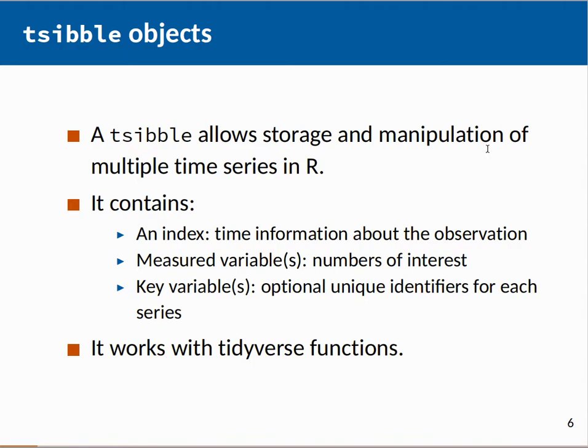So just to recap on what we've covered so far, a TSable object allows us to store and manipulate multiple time series in R. It's very useful because it works with the tidyverse really seamlessly. It always contains an index, which is going to give us the temporal or the time information about the observation of interest. And it's going to have a bunch of measured variables. These are the numbers of interest that we are interested in. And there's going to be key variables that are going to be unique identifiers for each of those series.